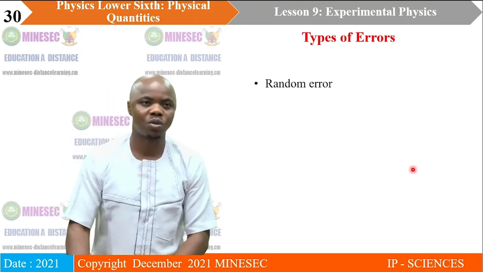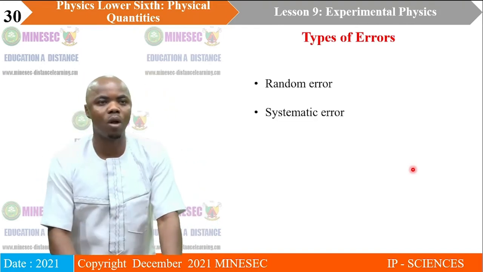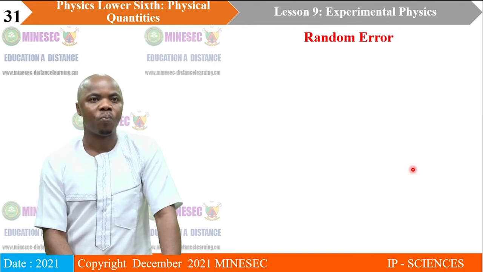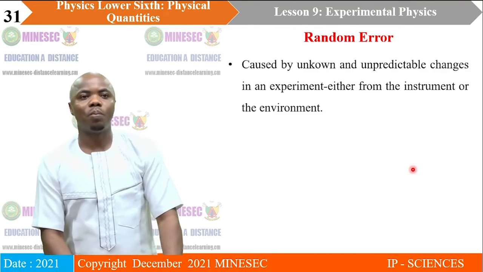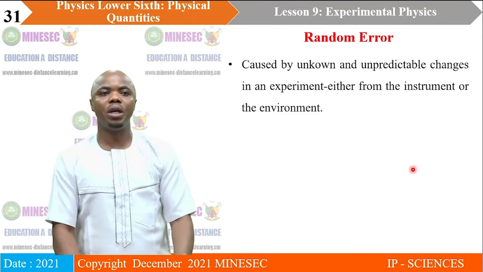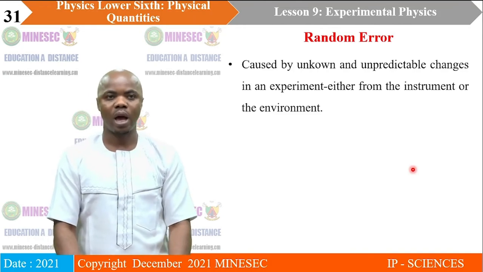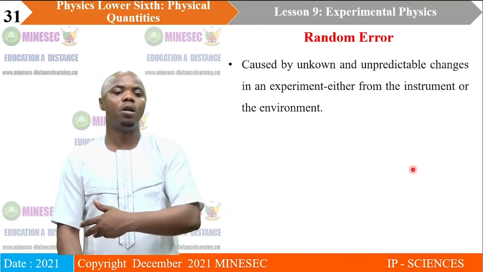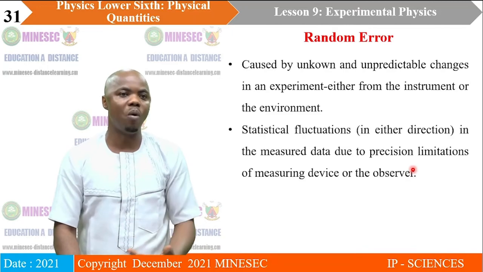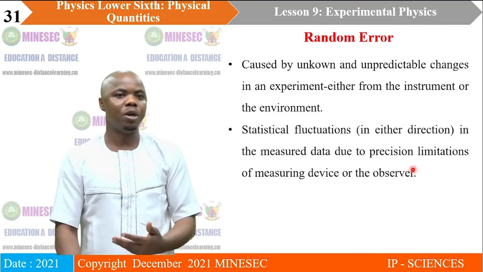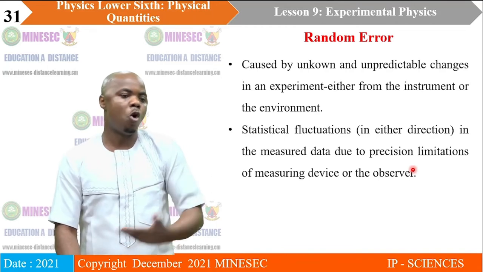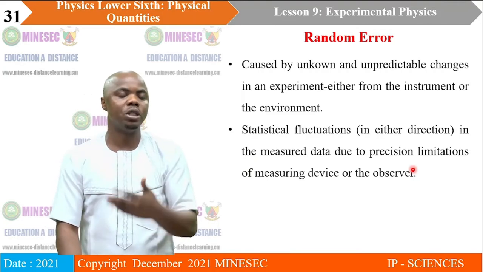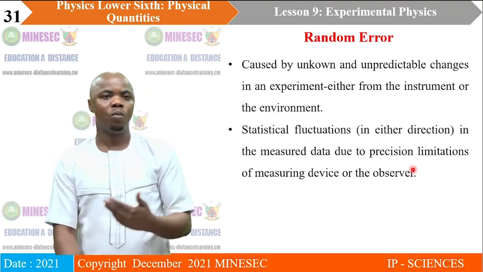Now, types of errors. There are two main types of errors in the laboratory. We have the random error and the systematic error. Random errors are caused by unknown and unpredictable changes in an environment or in an experiment, either from the instrument or the environment. So you cannot predict them. You cannot detect them. They are random and unpredictable, and they fluctuate in the measured data due to precision limitation. So the error may go up, the error may go down. This is random error. It's difficult to eliminate such errors in the measurement.